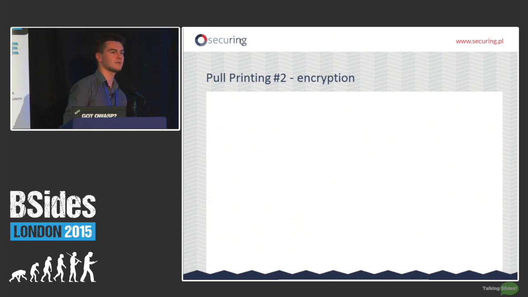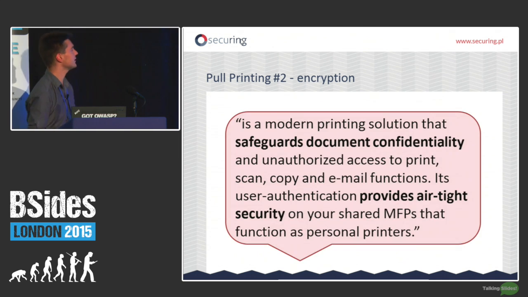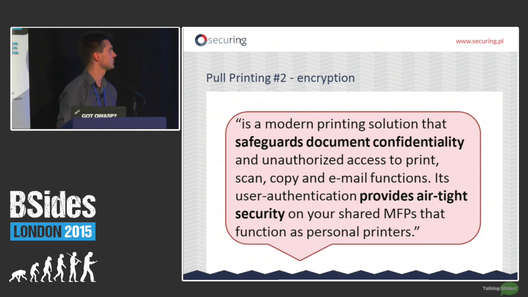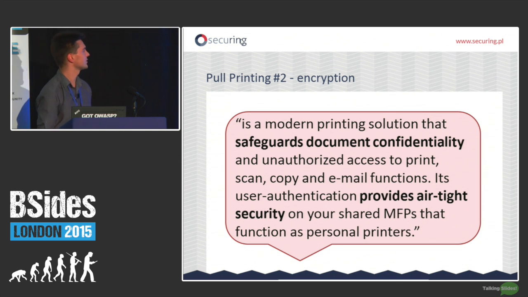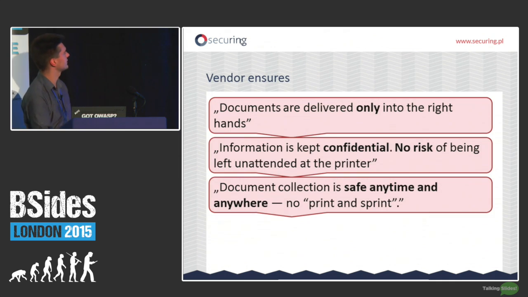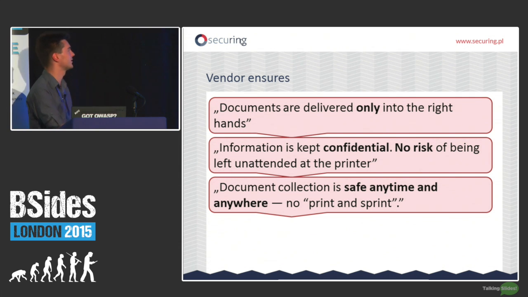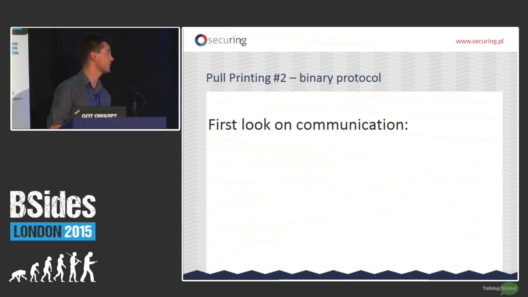Another example is encryption vulnerability in a proprietary network protocol. The vendor claims that this printing solution safeguards document confidentiality and provides airtight security. When I see such a claim, I take out my laptop and try to hack. The vendor ensures that all key risks of this solution cannot be broken, because everything is confidential, safe anytime and anywhere, and secure.